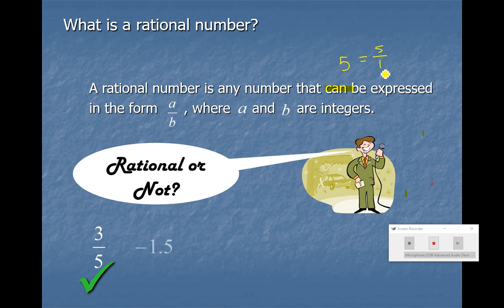Negative 1.5, okay. Doesn't look like a over b, but back to this word, the most important word in the sentence. Can you express negative 1.5 as a fraction? And the answer is yes. What fraction would it be? What fraction? We might need that today. We better.